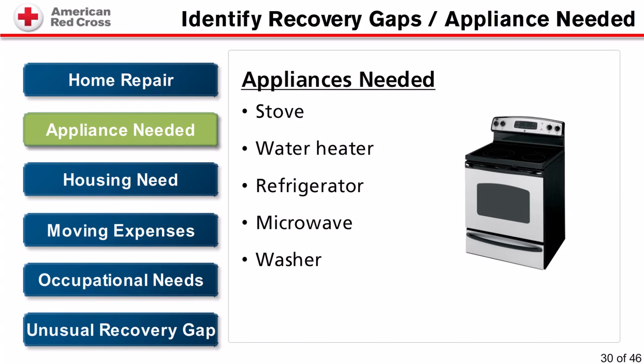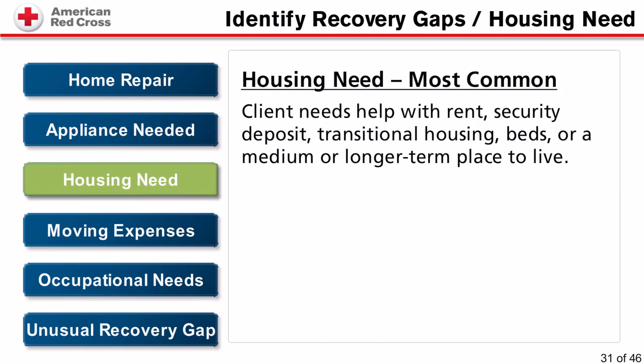Appliances needed could be a stove, water heater, refrigerator, microwave, or washer. A housing need is the most common need. It can include help with rent, security deposit, transitional housing, or beds. The client may need a medium or long-term place to live.